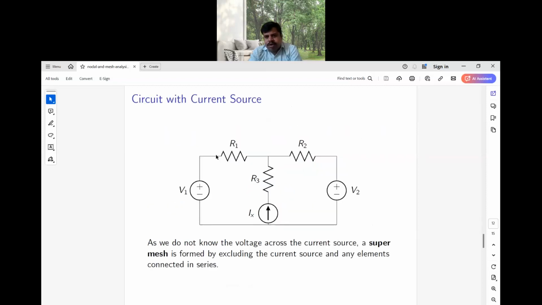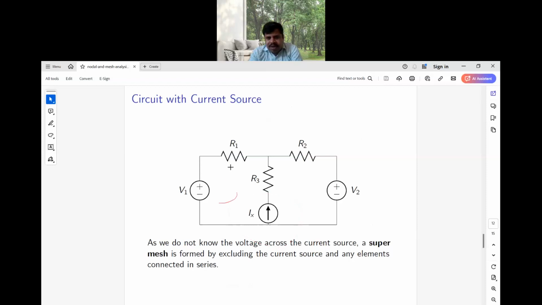So now we will see one example: a circuit with a current source. For example, whenever we have a circuit in which, between two loops, one current source is there, how to do it? Then we can't know what is the current flowing through this current source. In that case, that one is known as a super node, super mesh, sorry, super mesh.